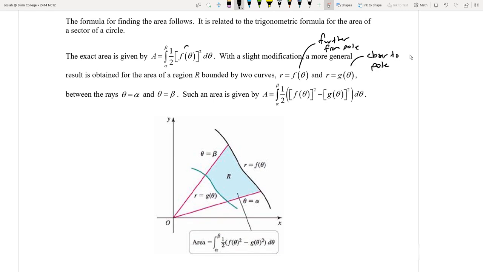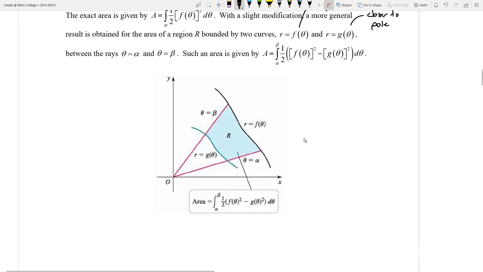That's going to be our situation where instead of looking top and bottom or right and left, we've got further from the pole and closer to the pole. So we'll have the further from the pole squared minus the closer to the pole squared. Stick a 1/2 on that, integral from a to b. Right, and that's what our picture will look like.